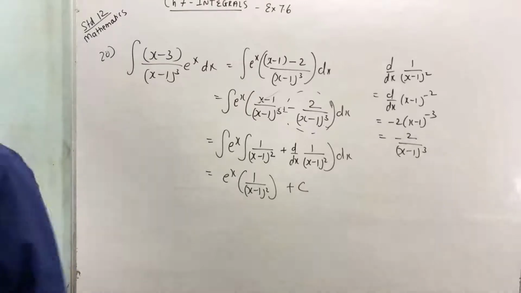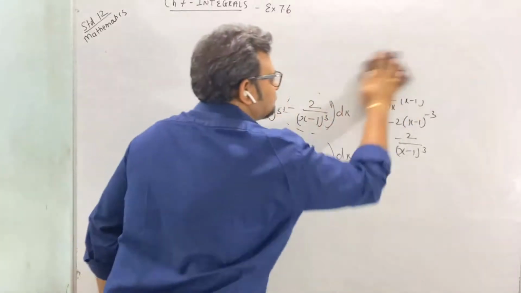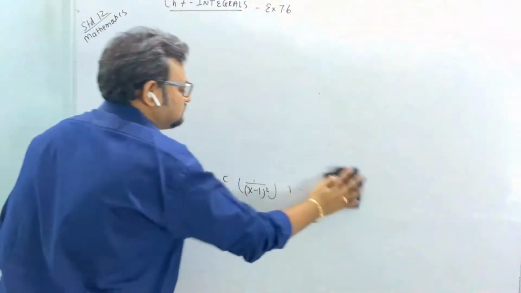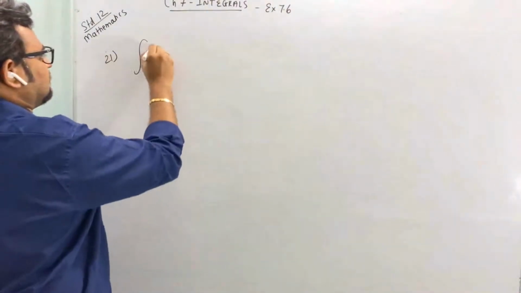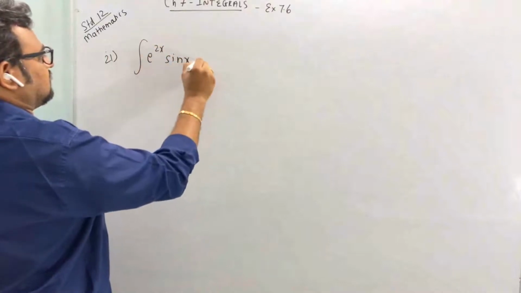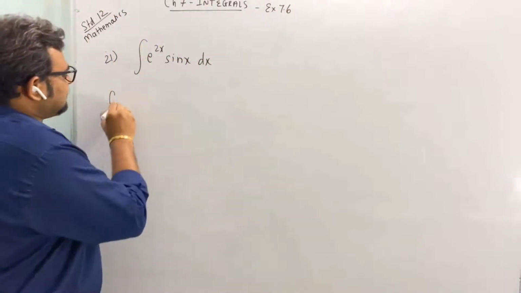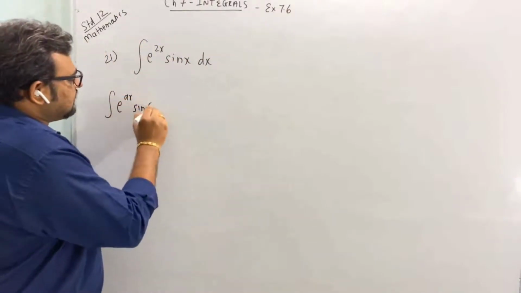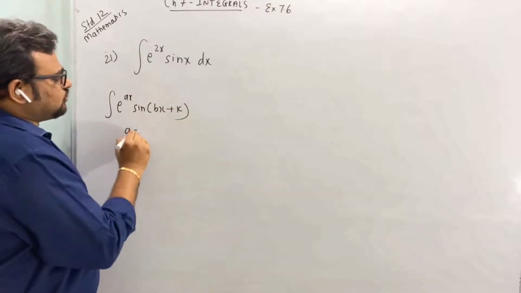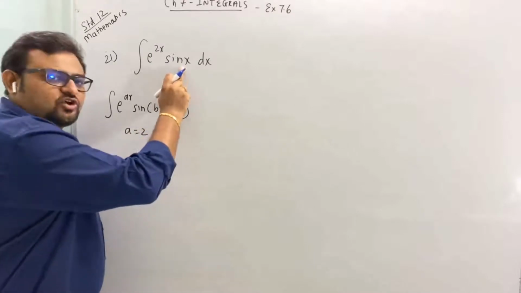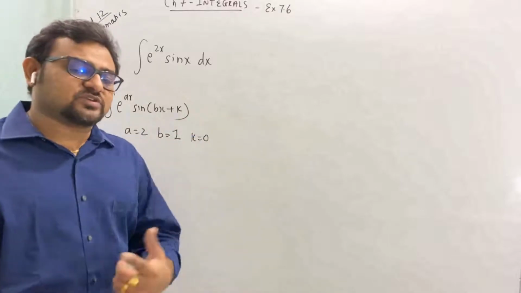Okay, let's move to the next question. It's e raised to 2x sine x. Okay, so now this is about the second formula. There was e raised to ax sine bx plus k. So here I will take a equal to 2 and b equal to coefficient of x, 1, k equal to 0. So what was our formula?